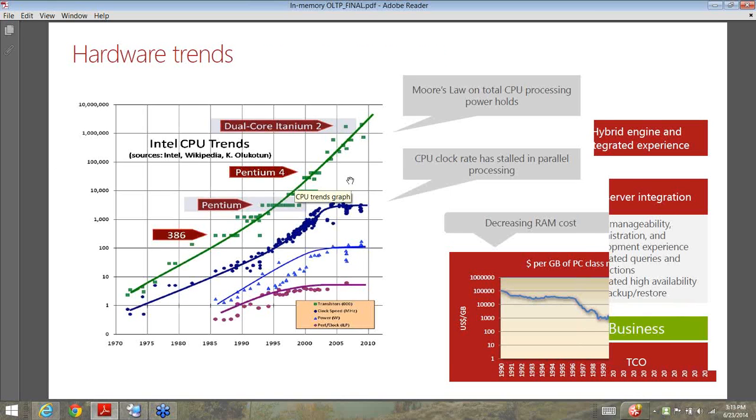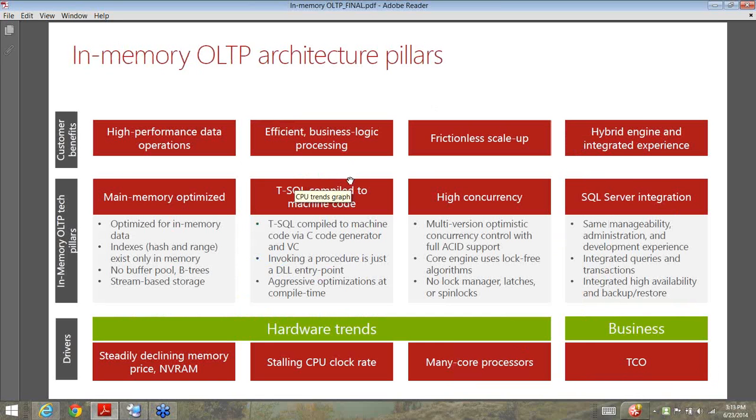Let's move to the next deck. Now, in this particular deck, you can see that by taking advantage of the modern hardware trends, we are enabling new applications with high real-time processing needs, and since the addressable market size is also increasing, that's the kind of direction that we are heading to.